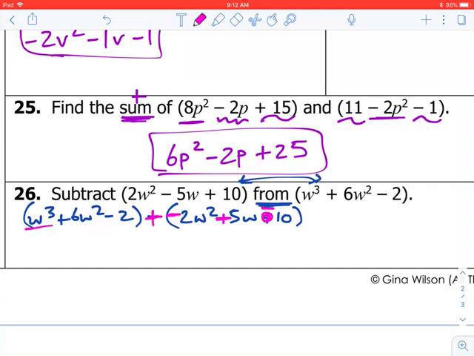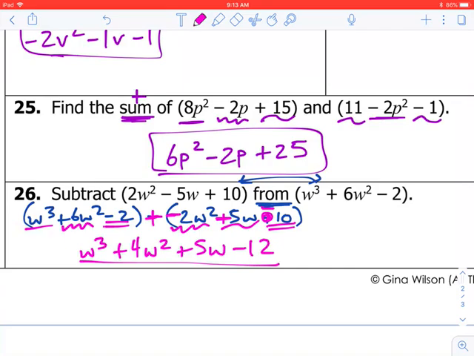Okay, so w to the third is our first one. That doesn't have any like terms. 6w squared minus 2w squared is 4w squared, so plus 4w squared. 5w doesn't have any like terms. And then finally, we've got negative 2 minus 10 is negative 12. And there is our final answer.